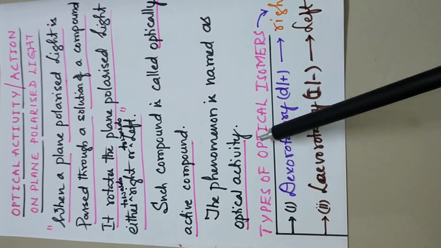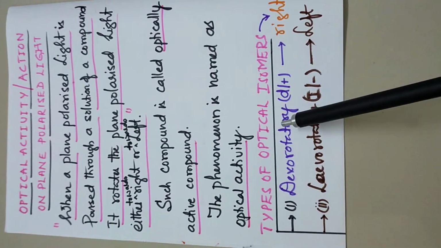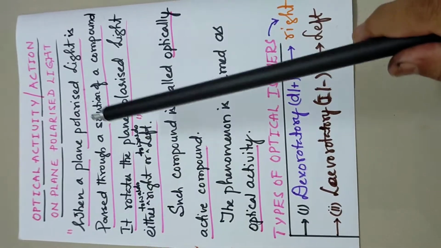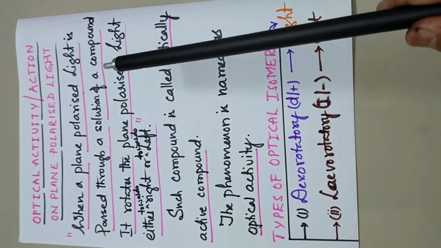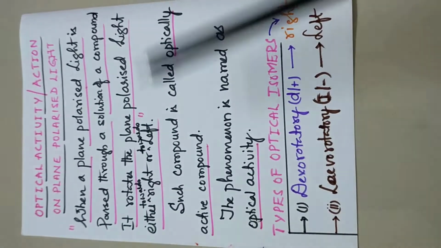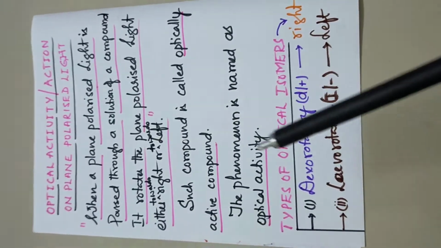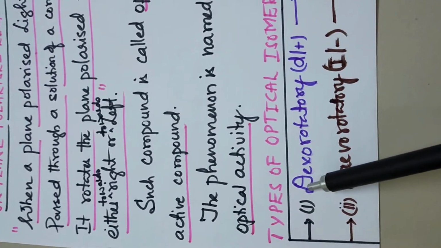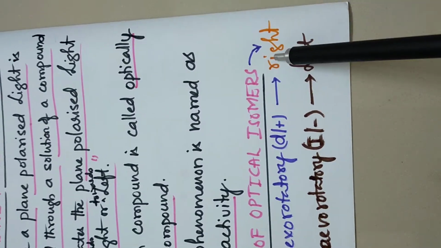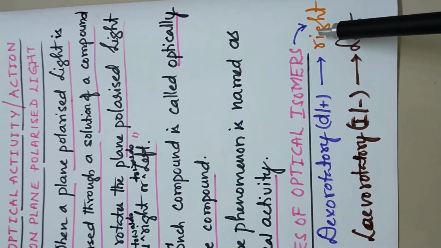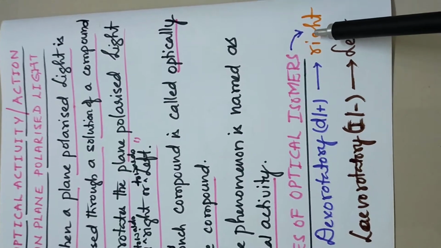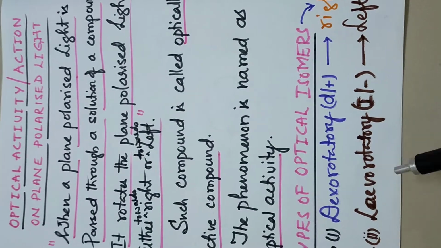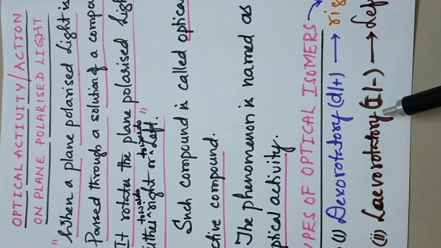So, types of optical isomers. What are the two types of optical isomers? When a plane polarized light is passed through a solution of a compound, it rotates either to the positive or negative, depending upon the changing of the direction. Dextrorotatory is to the right side. If the compound turns toward the right when plane polarized light falls on it, it's called dextrorotatory. Other compounds turn to the left side; those are called levorotatory.